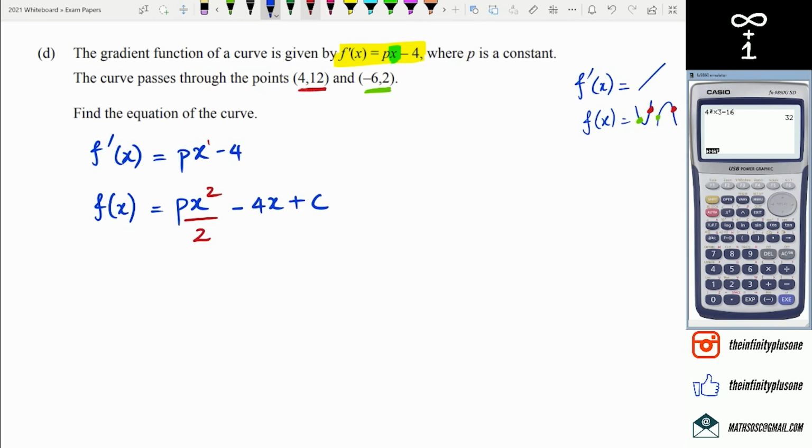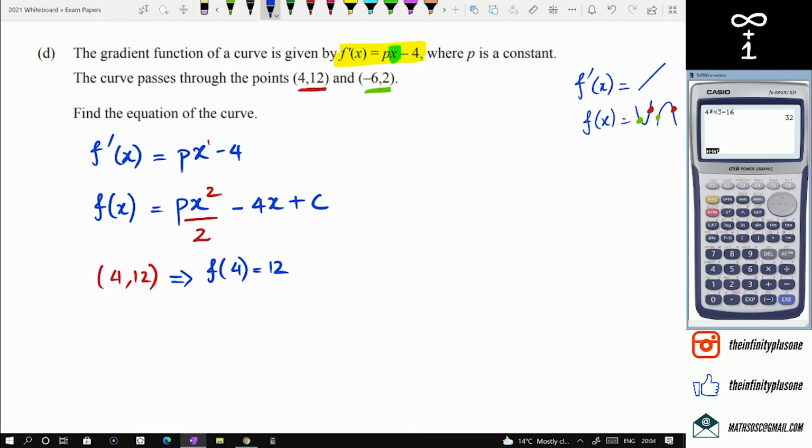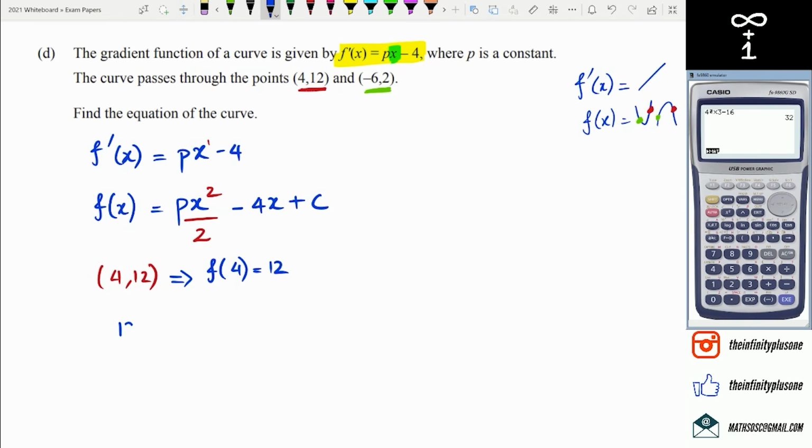Now the first equation is taking the values of 4 and 12. All right, so we've got 4 and 12 as our first value, and then I'm just going to set that up first. So I know that this is just another way of saying f of 4 is equal to 12, because when x equals 4, y is equal to 12. So we're going to put that down. So we're going to get 12 is equal to px squared over 2, so p times 4 squared over 2 minus 4 times 4 plus c.